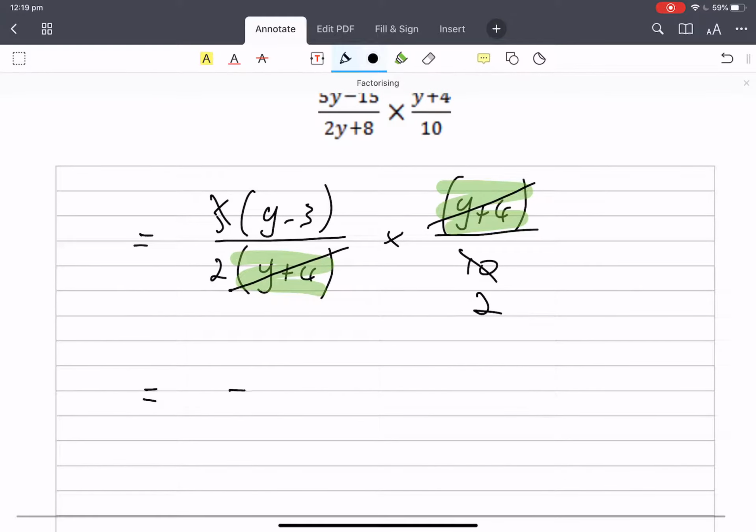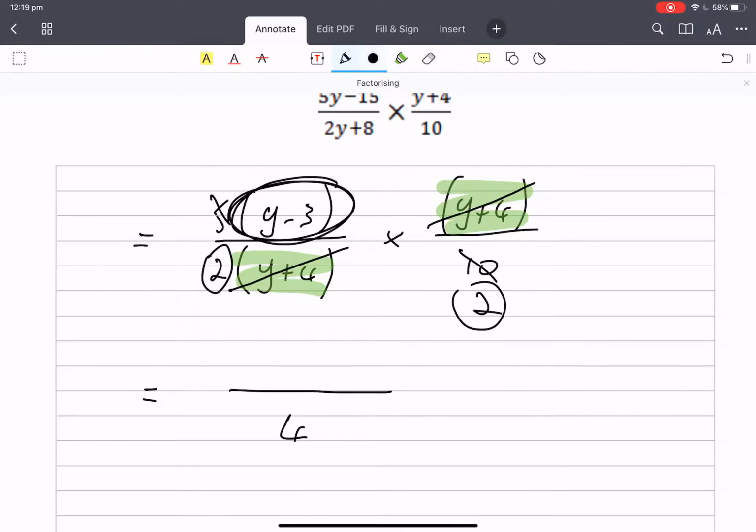And all I'm going to do is write in my answer what's left over. In the denominator, I've got a 2 and a 2, which when multiplied together get 4. And the only thing left on the top is y minus 3, because everything else is gone.